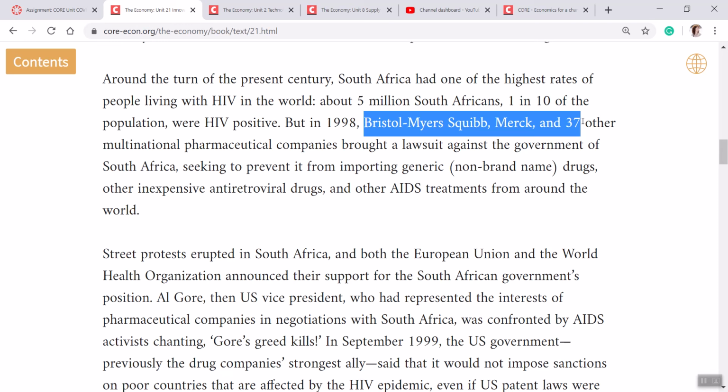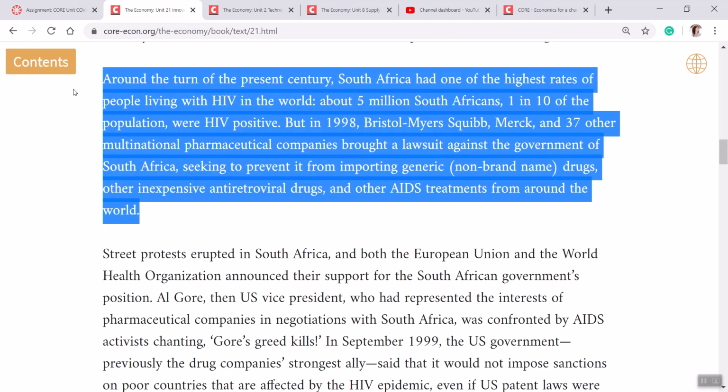But they could get non-brand name drugs, right? Other companies took the information that Bristol Myers Squibb, Merck, and the other companies had created, and were now mass producing that and selling it at a lower price. So what happens, right? Is that ethical? Is that not that ethical?